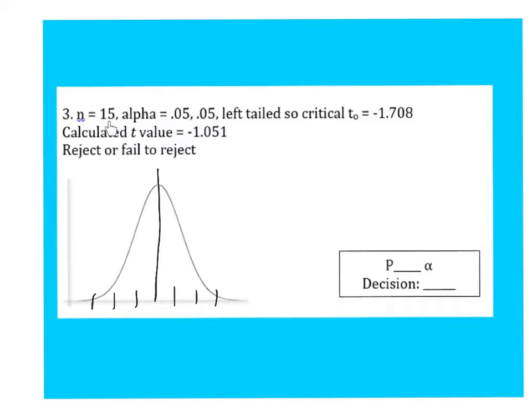In this problem, n is 15, so there are 14 degrees of freedom. The percentage in the tail is 0.05. It's left-tailed. According to the t-table chart, my critical value will be negative because it's left-tailed, and the value is 1.708. On my bell curve, that would fall approximately here. Chart value, negative 1.708. If I shade to the closest tail, that's my alpha, 0.05.